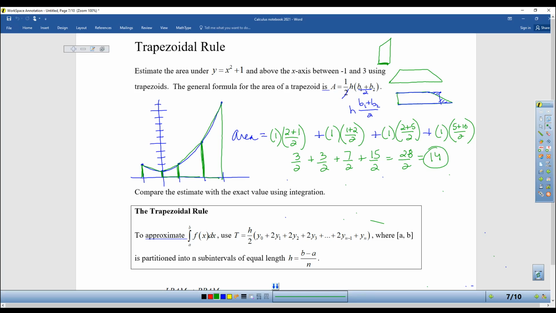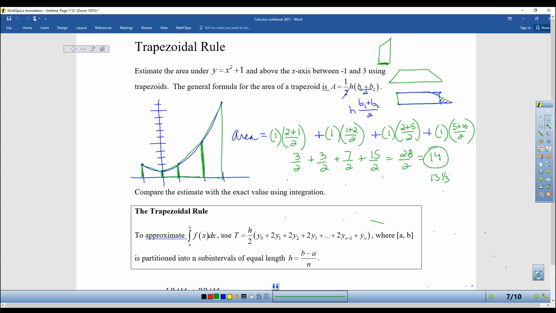You may remember from when we did this problem in the past, I think the answer was 13 1/3 if you did it by exact integration. So is it close? It's fantastic, okay? And you can see that it overestimated the curve just a little bit.